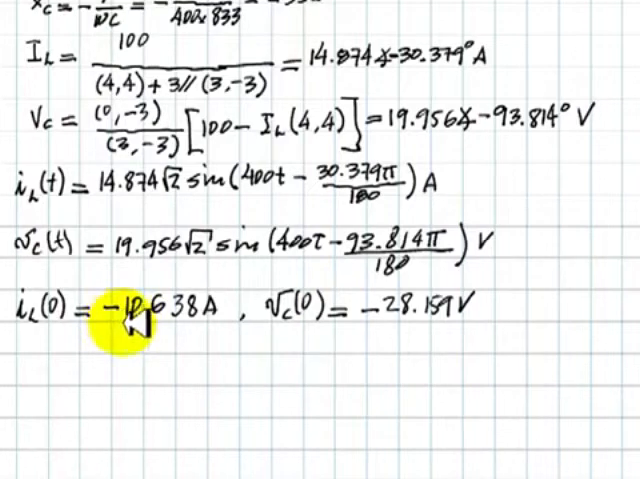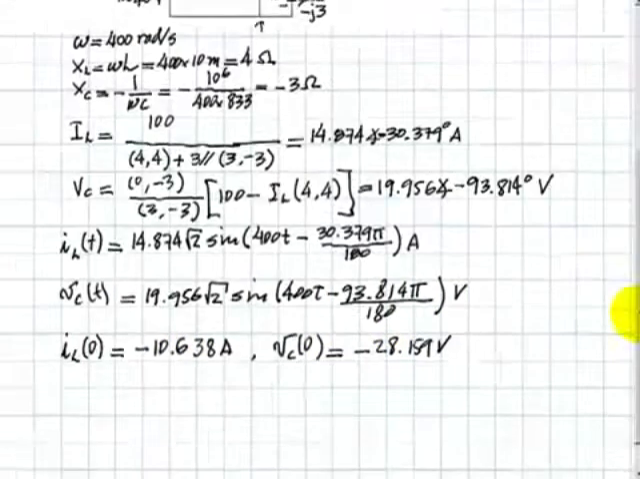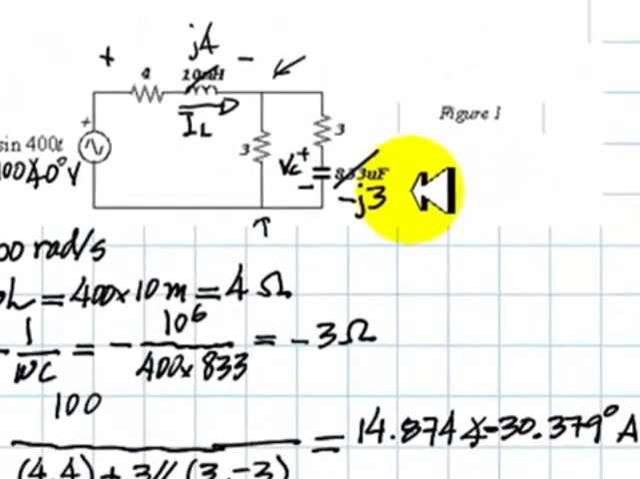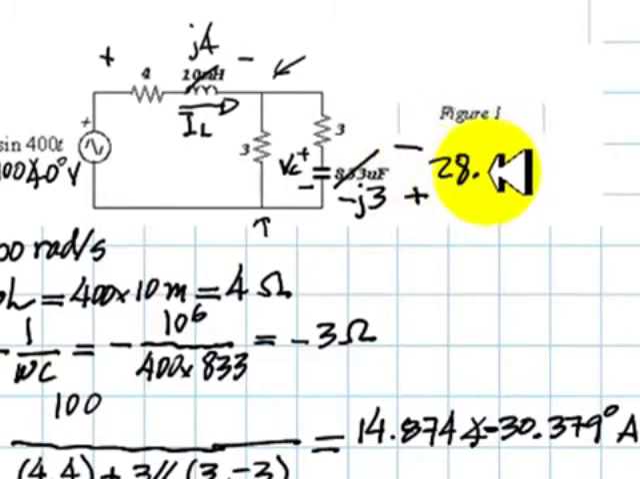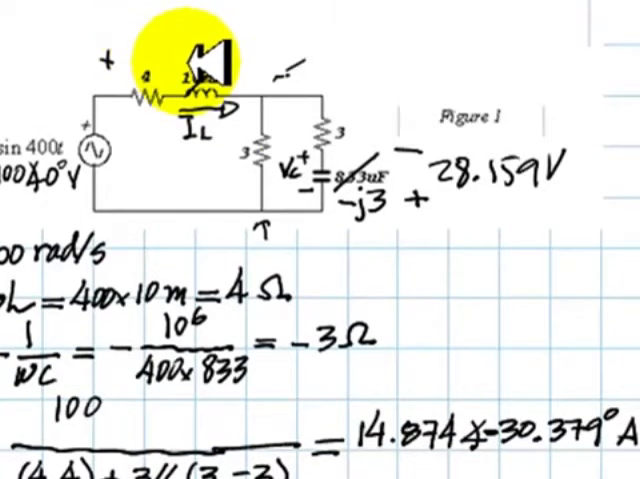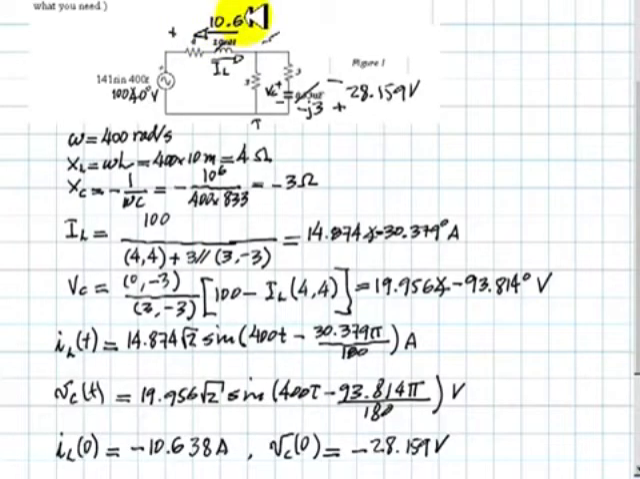What does the negative sign mean? Well, let's see. What that means is that this voltage actually is like so, 28.159 volts, like that. And that this current is actually flowing in the other direction. So this current here, let me make room here at the top. That current actually is flowing like this, 10,638 amps.